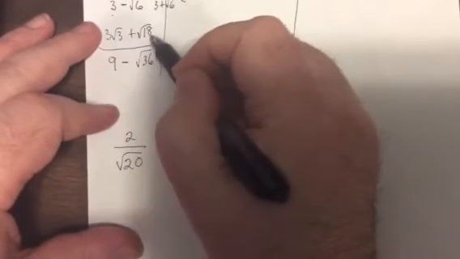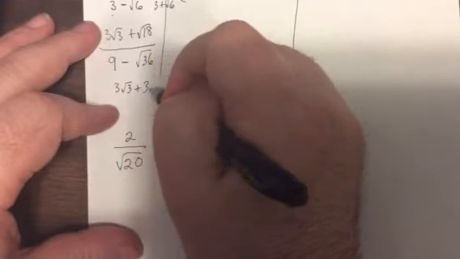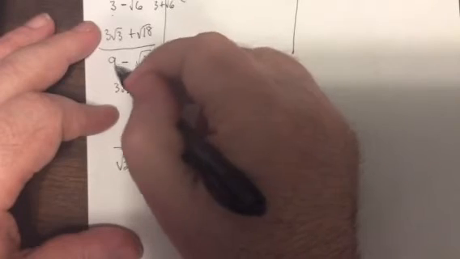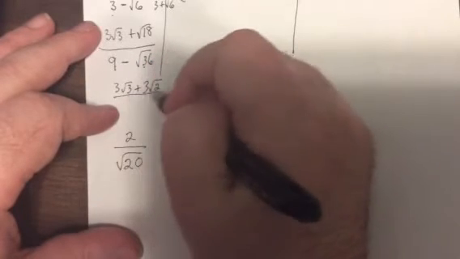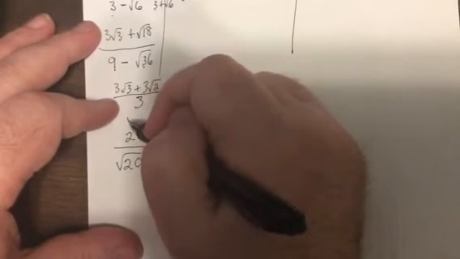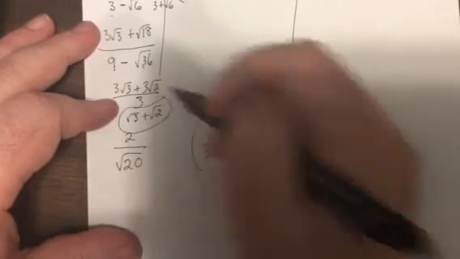So this is 3 square root of 2, so we have 3 square root of 3 plus 3 square root of 2, because 18 is 9 and 2. Done that a lot. Square root of 36 is 6. 9 minus 6 is 3. So this reduces because they all have 3. So it'd be square root of 3 plus square root of 2.